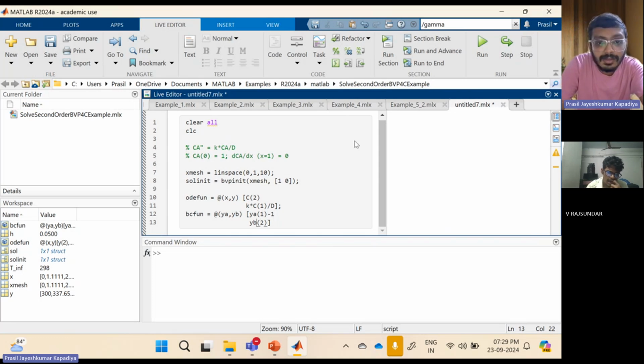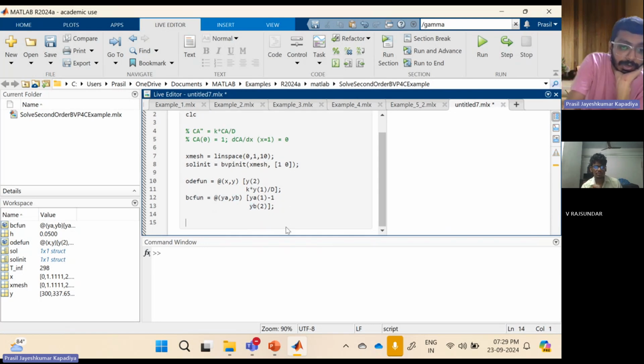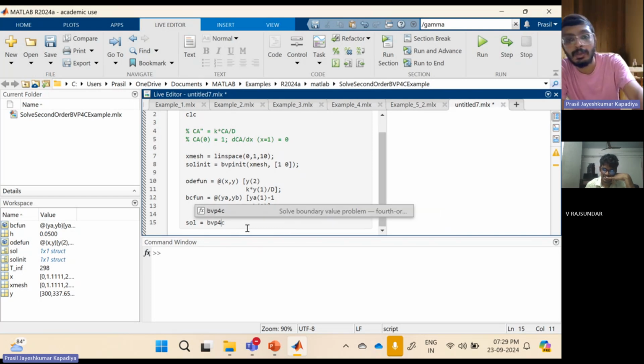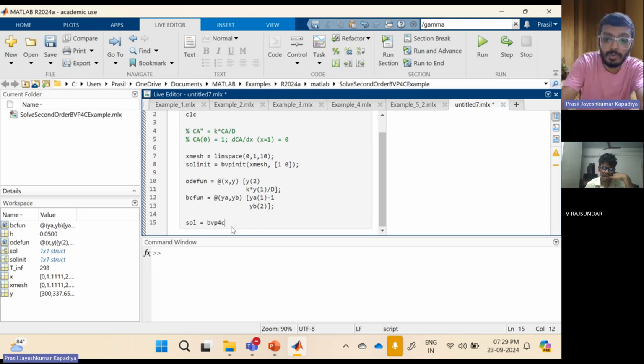Okay, let's do one thing. Let me write CA, CB because we are mentioning everywhere. Okay, let me write down in terms of y. It will be more convenient. So we have defined our ordinary differential equation and we have defined boundary conditions. So now what do I need to do? I need to apply my solver. So solution is equal to BVP4C, that is to solve a boundary value problem using the fourth order method.